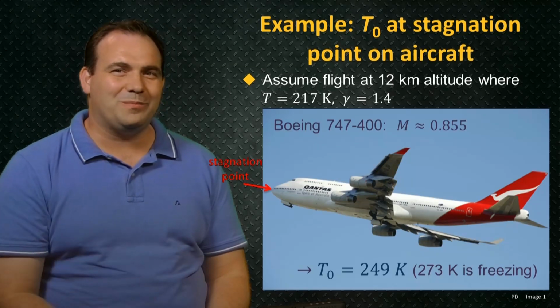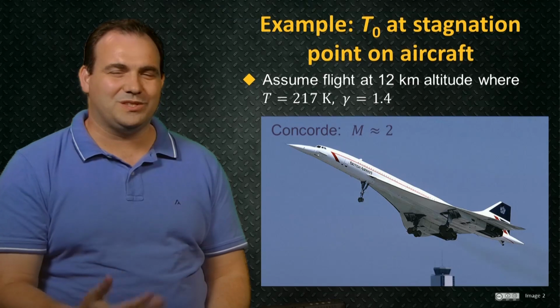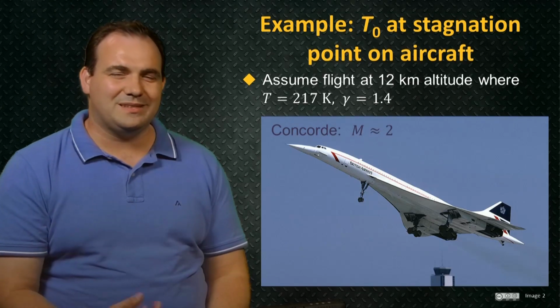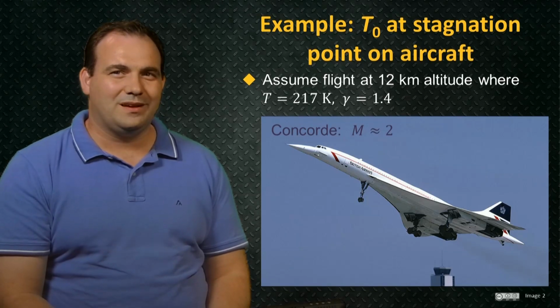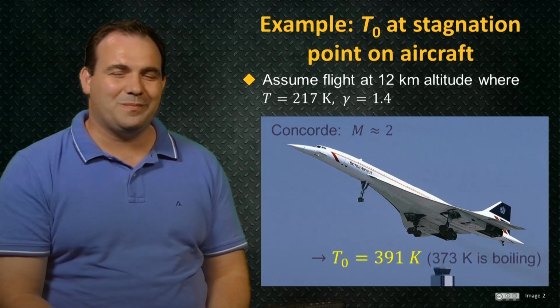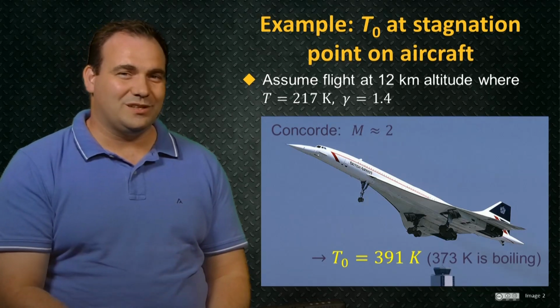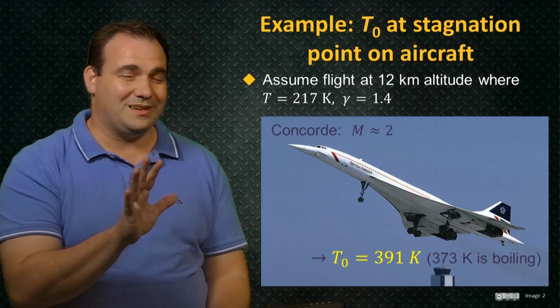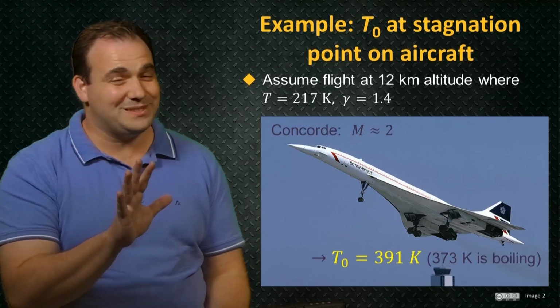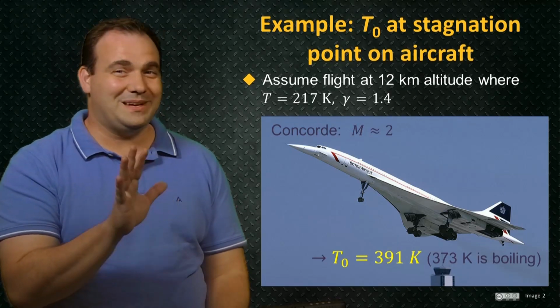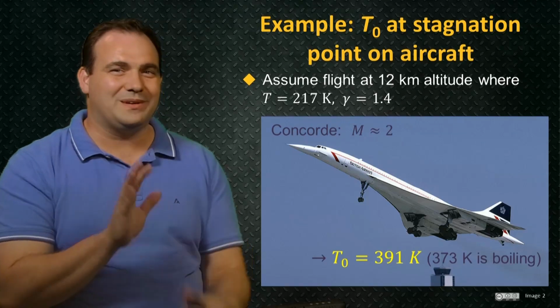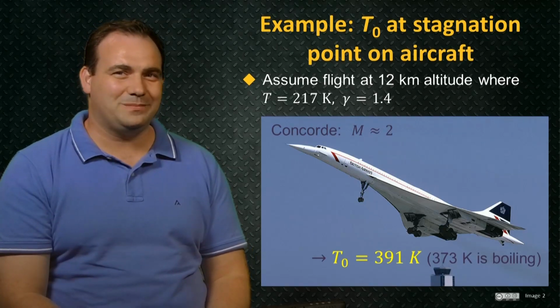What about if we ramp up the Mach number even further to a supersonic aircraft? So let's look at the Concorde, which has a flight Mach number of 2. If we calculate the stagnation temperature, we find that it's now jumped up to 391 Kelvin. This is above boiling point, which is 373 Kelvin. So if you put your hand out the window of the Concorde, again, not advising this, and also it's out of service unfortunately, you would get a severe scald as that airflow stagnates against the palm of your hand.